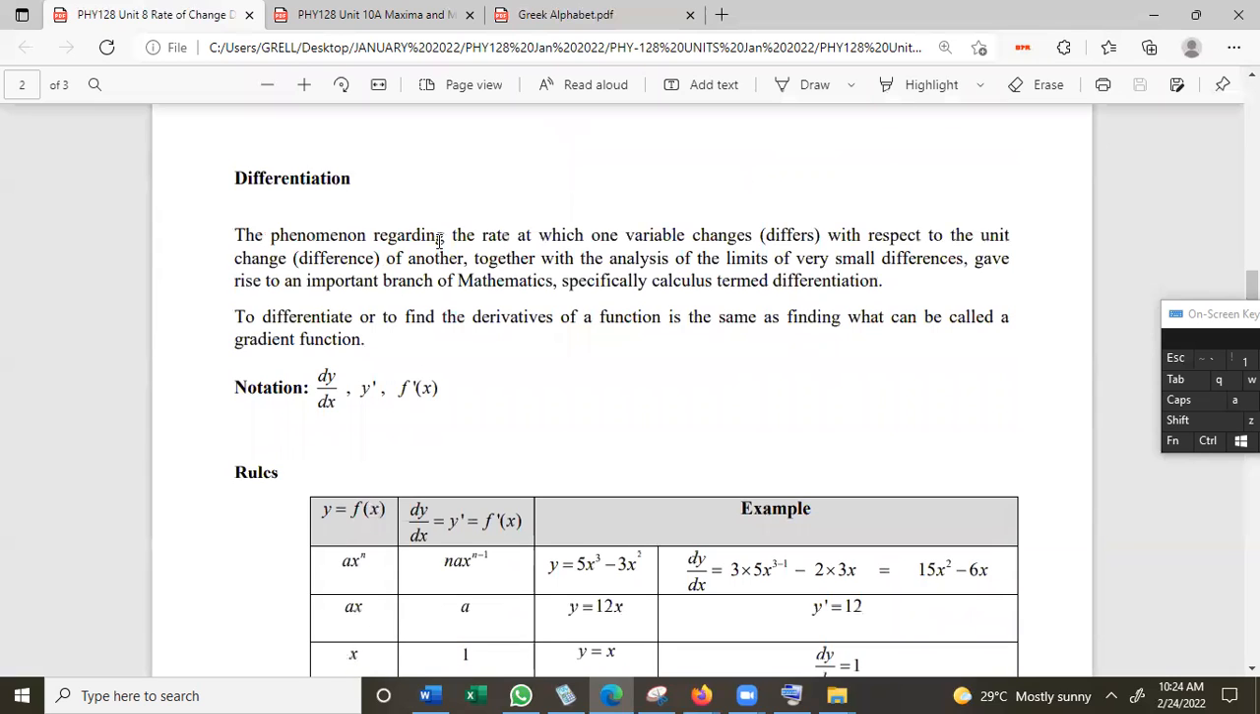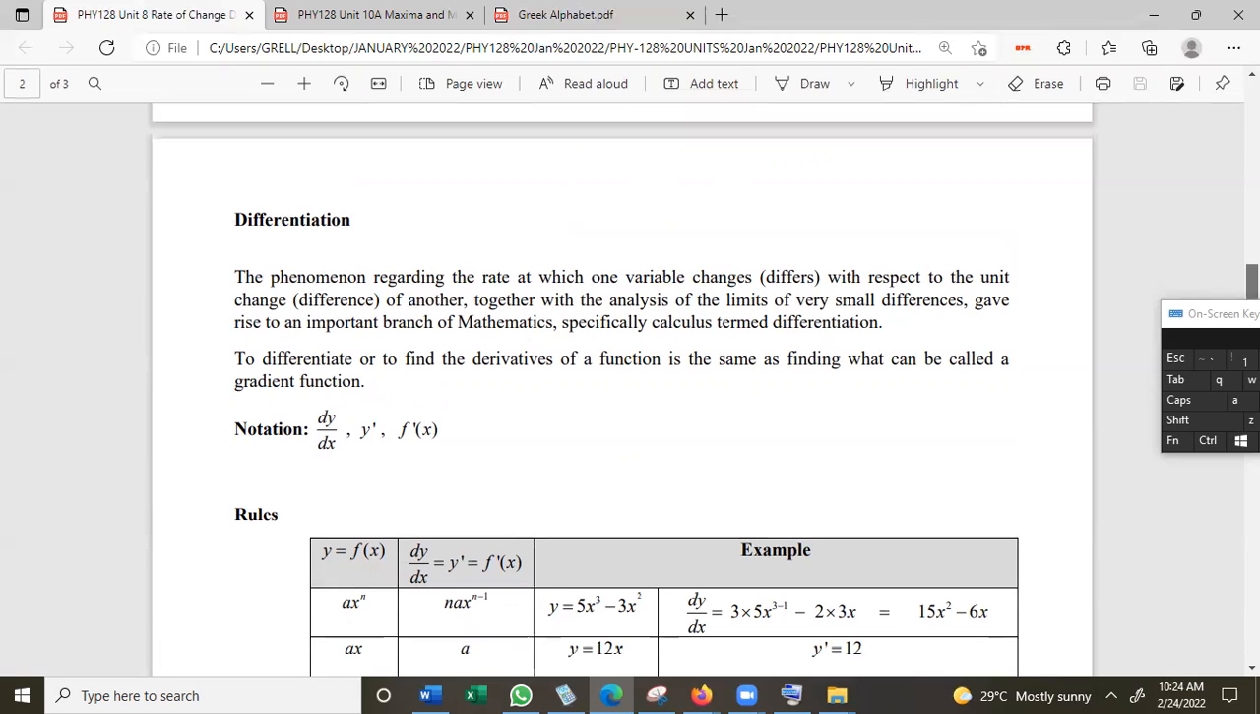Now, the phenomenon regarding the rate at which one variable changes or differs with respect to the unit change or difference of another, together with the analysis of the limits of every small difference, give rise to an important branch of mathematics, specifically calculus, termed differentiation.